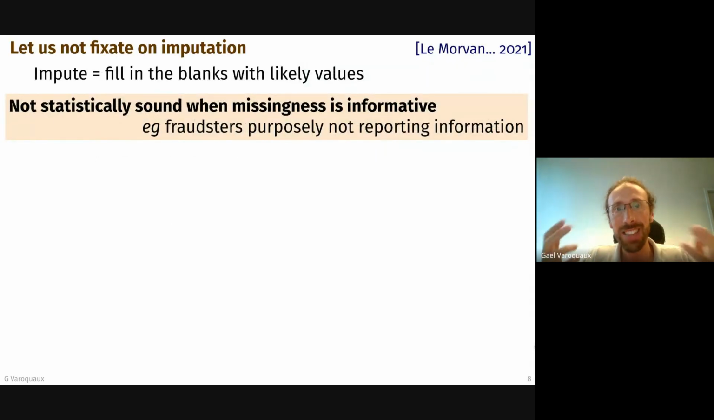So the classic approach is to do imputation. The idea of imputation is that you're going to fill in the blank with likely values. However, this is not statistically sound when the missingness is informative. For instance, if you have people who commit fraud, who purposely do not report information, if we start filling in the information for them, we may be washing out useful information in the data.